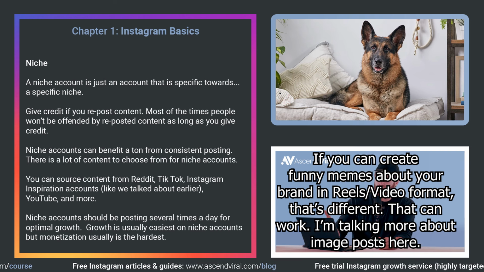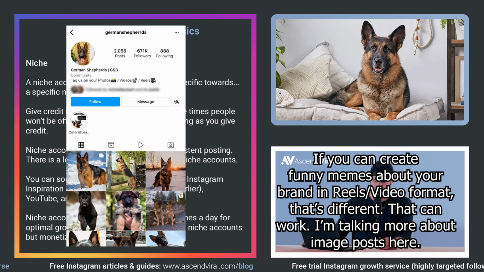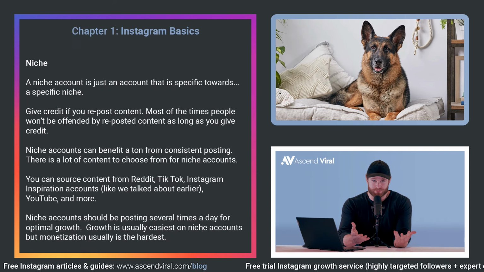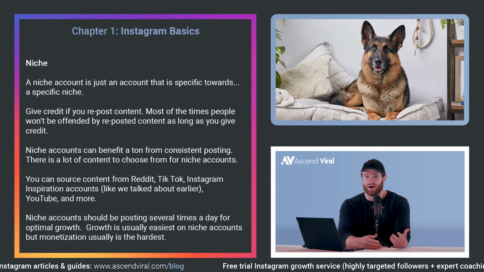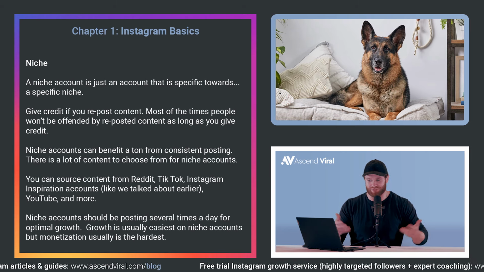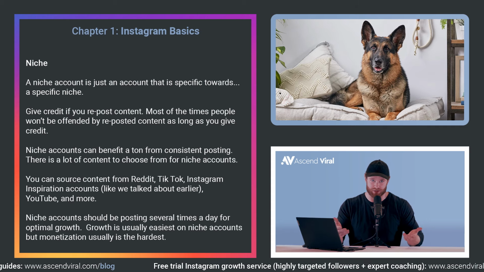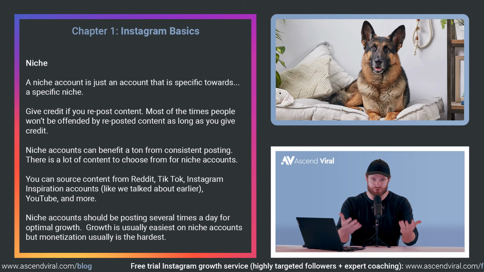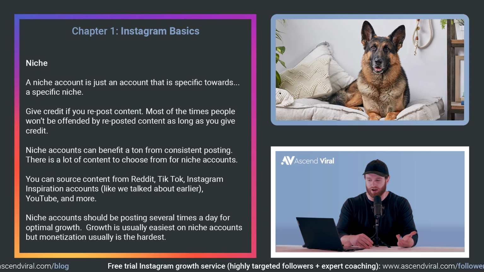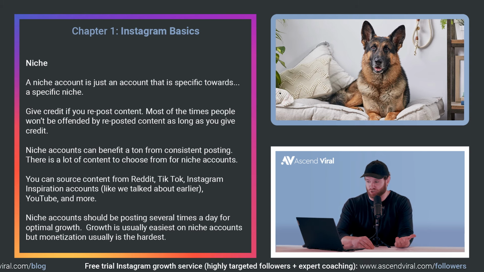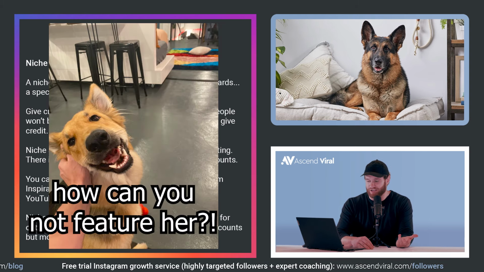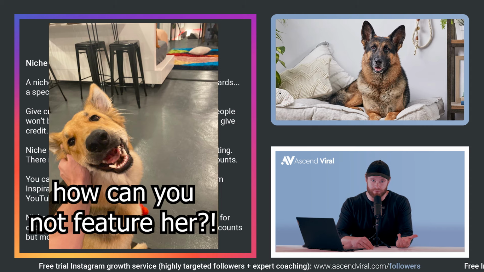For an example here, I have German Shepherds on Instagram. A niche account is just an account that is specific to a particular niche. Here's a German Shepherds page. This is a niche account. There's no brand and there's no person attached to it. I'm sure you understand that by now. By the way, I've DM'd this page multiple times. I don't know why JoJo isn't featured yet.